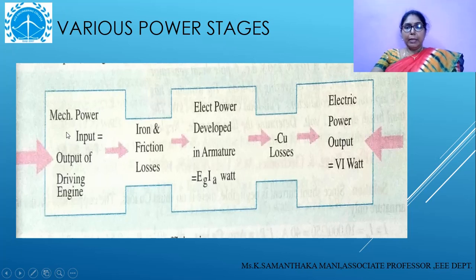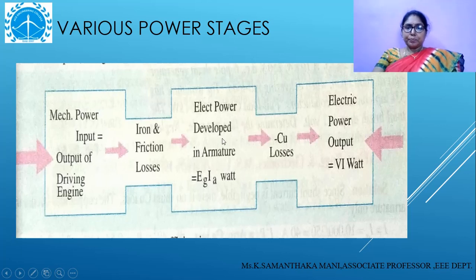In converting the mechanical input to electrical output, there are different stages in terms of the losses and the power generation. So I would like to explain the various power stages in the DC generator. I'll start with the mechanical power input, which is given by the prime mover and is also called the output of the driving engine. After that there are iron and friction losses, and by deducting these losses from the mechanical input we get the electrical power developed.